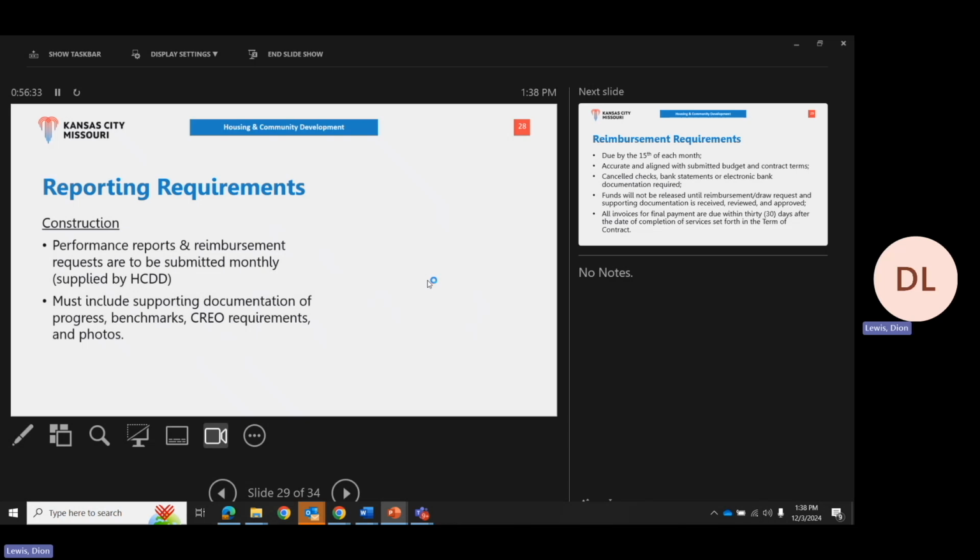So if somebody leaves, if somebody picks up the project, obviously they need to do an introduction. But if you're like, oh, I don't have anything to submit, well, submit that you don't have anything to submit. Document it, right? So now nobody can ever come back and say, oh, well, I submitted such and such and never got a response. There's rhyme and reason for why we do certain things a certain way. Must include support documentation of progress, benchmarks, CREO requirements, and photos.